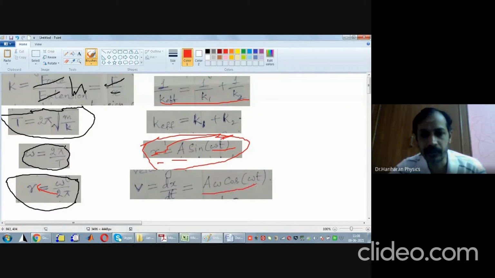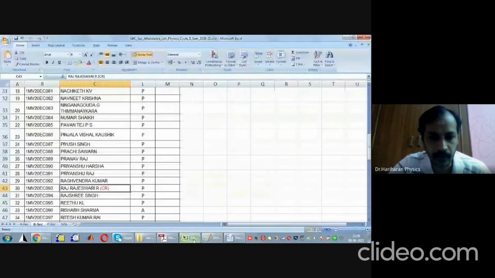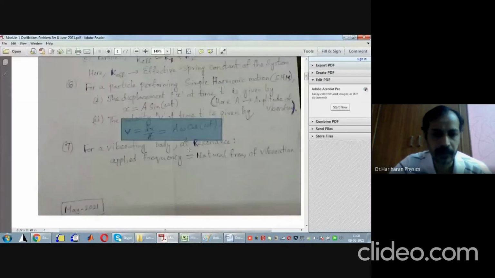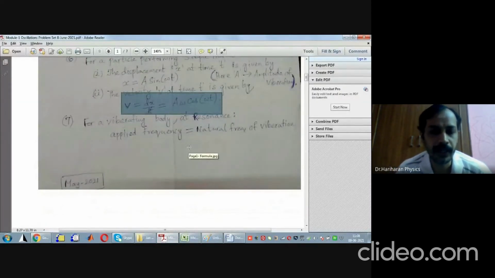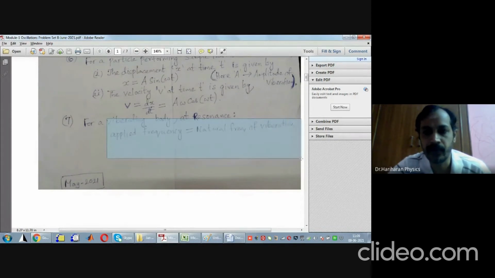Velocity has to be this, a omega into cos of omega t, which is the velocity of the particle given as a function of time. Okay, next, last formula. Last formula is for a vibrating system at resonance. What happens? The frequency of the applied force will match with the natural frequency of vibration. For a particle in resonance, the applied frequency will match with the natural frequency of vibration.